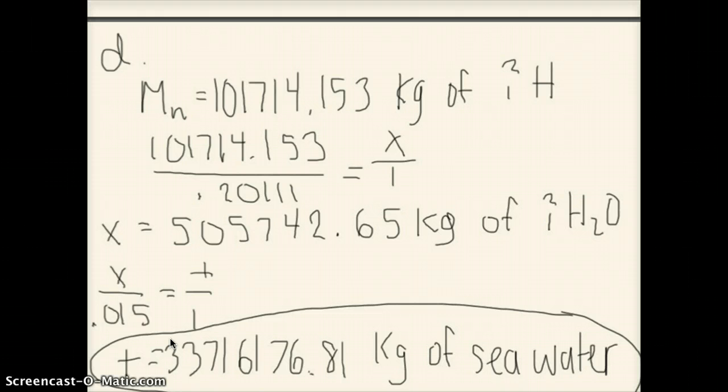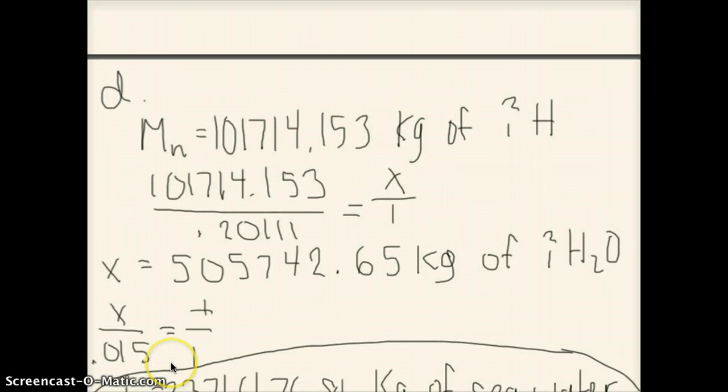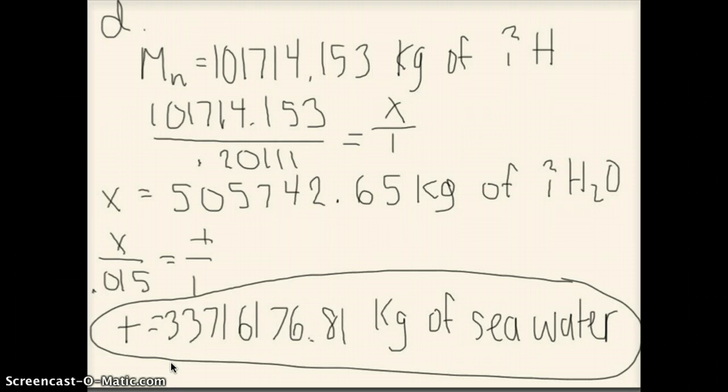So we said that you need, using that ratio, X number of kilograms of deuterium water. And then we said deuterium water makes up X percent of total water. And so if we can take X percent of deuterium water and ratio that to the total water, we would know how much total water we need. So we used the second ratio to calculate that out to 337,161.76.8 kilograms of seawater. That is how much water you would need to power the United States energy using deuterium fusion. Bam.